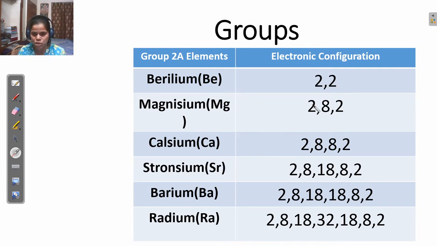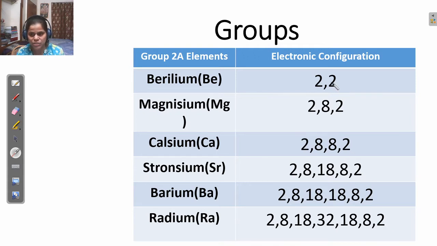In magnesium there are 12 electrons in total. So 2 electrons in the first shell, then 8 electrons in the second shell, and the remaining 2 electrons in the third shell. You can see here the number of shells is increasing successively: 2 shells, then 3 shells, 4 shells, 5 shells, 6 shells, and so on. And the number of valence electrons is the same.